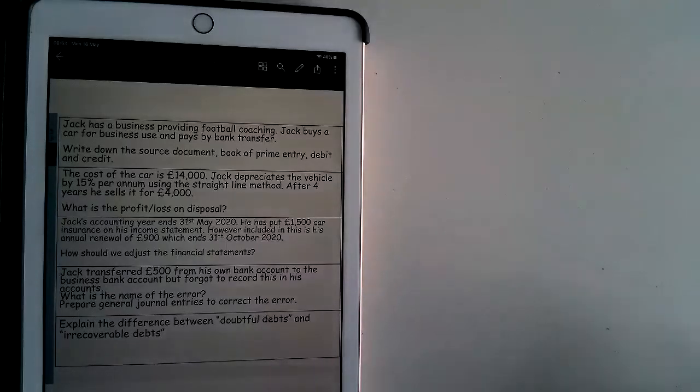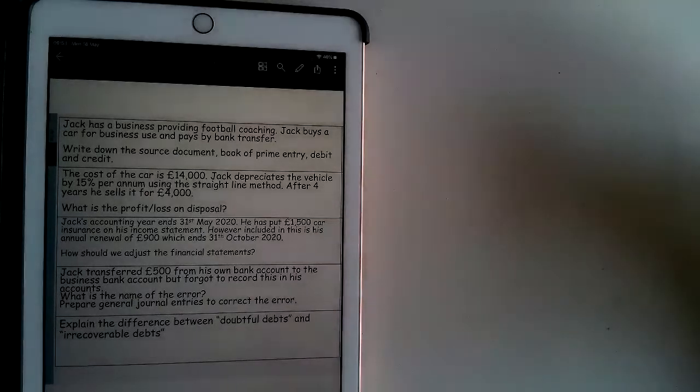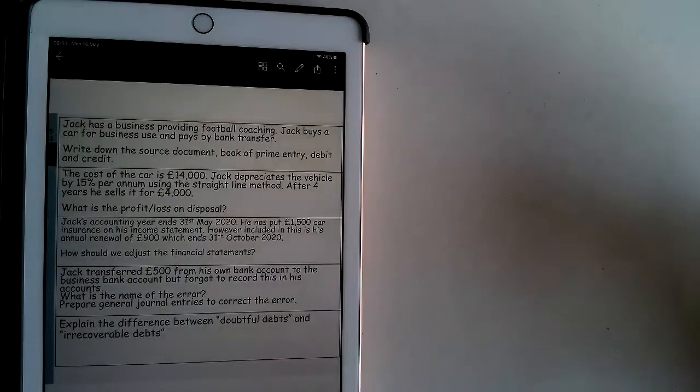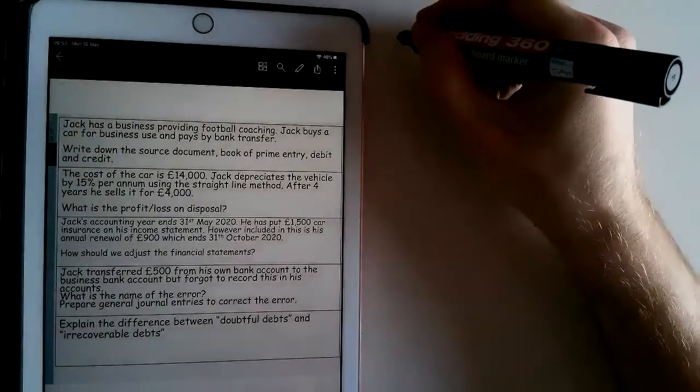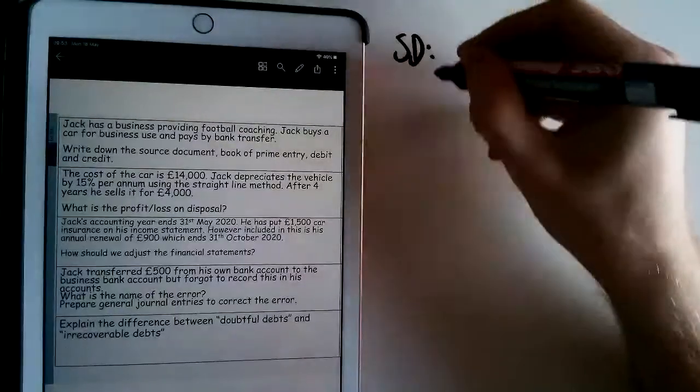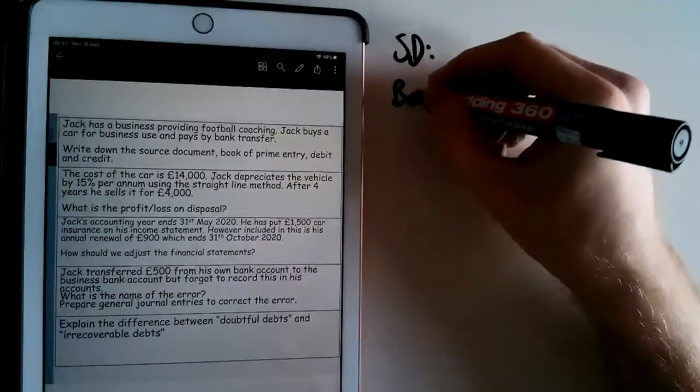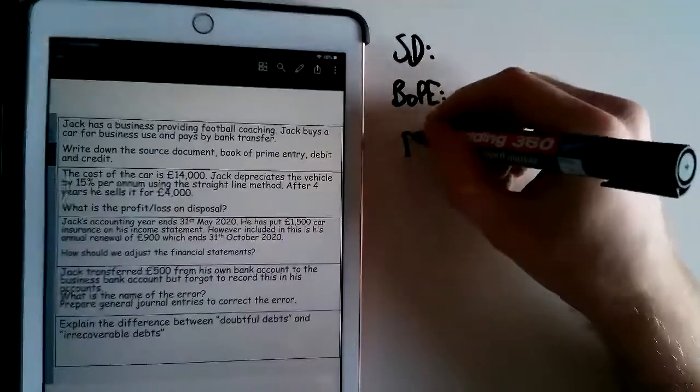Okay, and starter 3. So we have Jack, who has a business providing football coaching. Jack buys a car for business use and pays by bank transfer. So our 4 things.